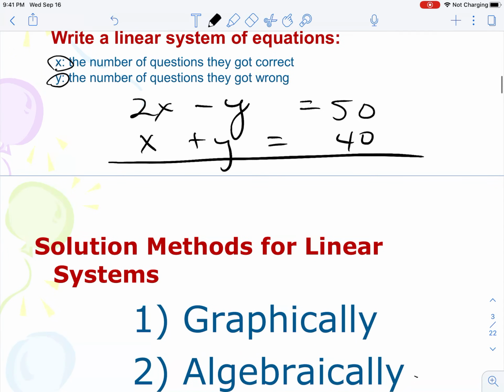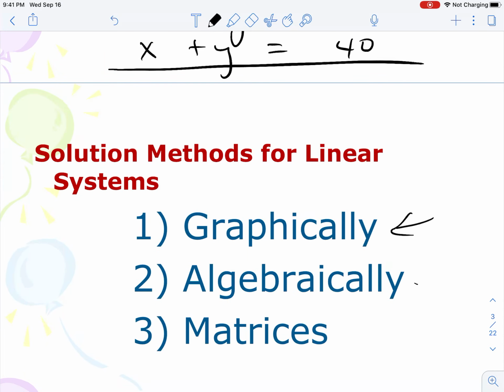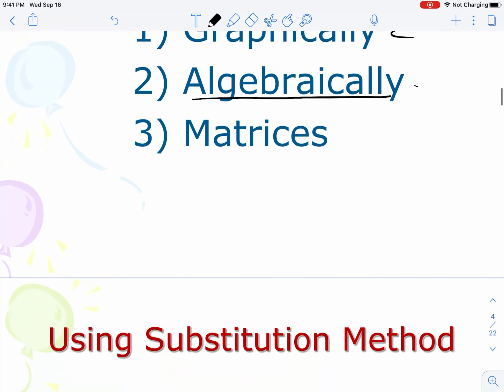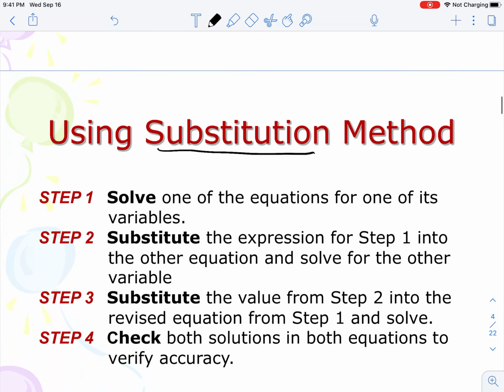And we could do it graphically, either using our graphing calculator or plotting it. But instead of doing that, since we know how to do that, we're going to use algebra. And in particular, we're going to use two methods, substitution and elimination. But right now, let's talk about substitution.